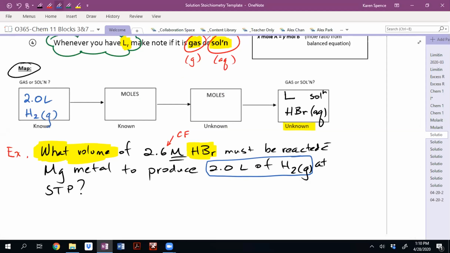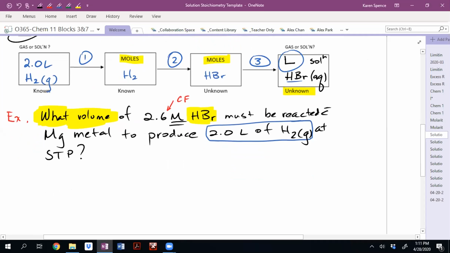And anytime you do stoichiometry, in the middle you always have the moles. So we're first going to convert into moles of our known. So we're going to be finding moles of H2. And then we're going to find moles of our unknown, which is the HBr. And then in our final step, we'll be finding our liters of solution of the HBr. So this will be a 1, 2, 3-step conversion. So we should have 3 multiplication signs in our conversion chain.